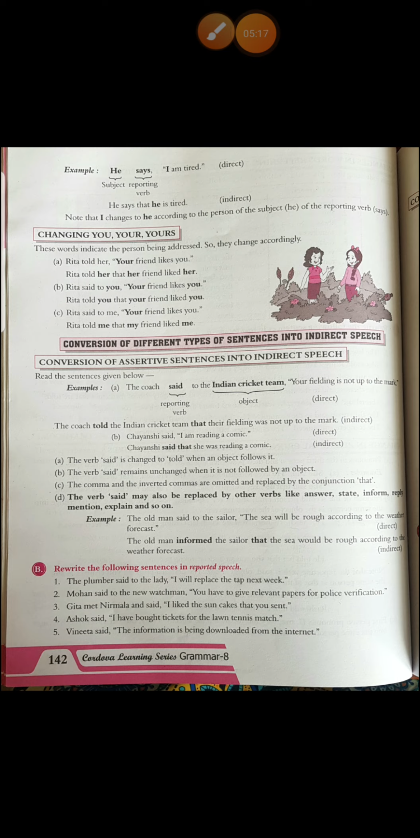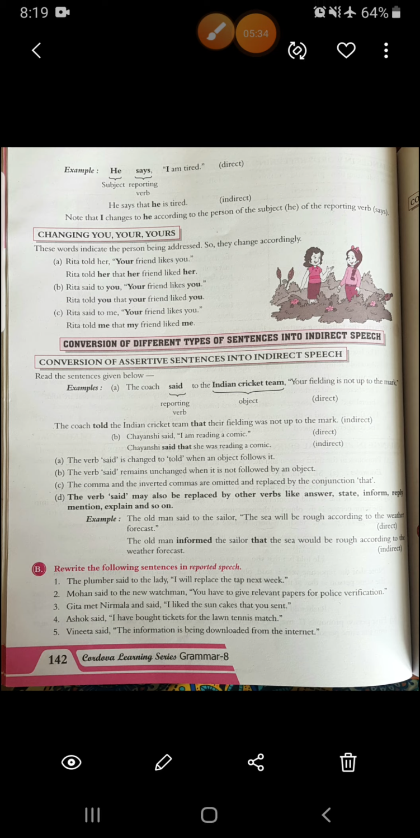Now see, the verb said is changed into told when an object follows it. Then the verb said remains unchanged when it is not followed by an object. So remember this: when there is an object that follows your verb, then said changes into told. Otherwise it remains said. Then the comma and the inverted commas are omitted and replaced by the conjunction that. You have seen that. That is what we do in indirect speech.